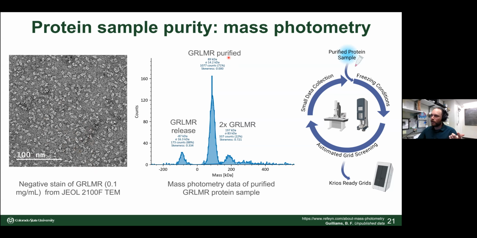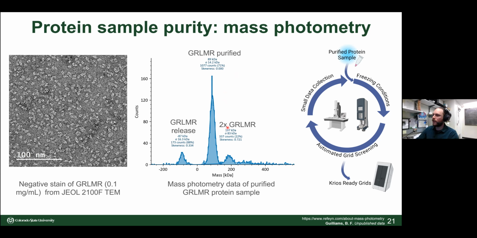I arrived at NCCAT, and they had this cool thing called a mass photometer, and I was like, well, I've got to try that. This is a way of assessing protein purity. It uses light scattering, hits the protein, and the way that light interacts, you get a peak that corresponds to the weight of your protein. So, expectedly, we have this peak here corresponding to our purified Grillmer homodimer.